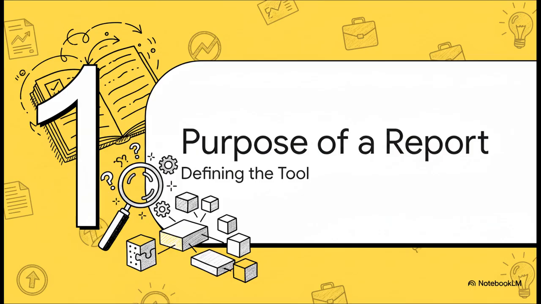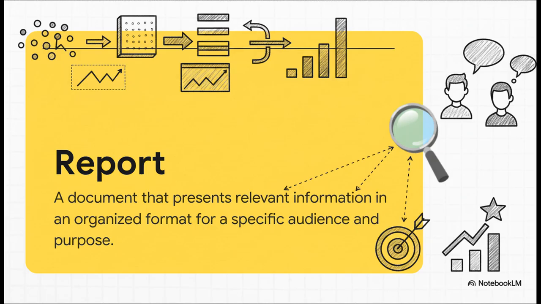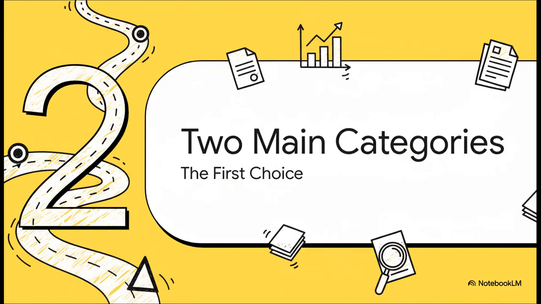Let's break it down. Okay, at its core, a report is all about being intentional. It's not just a random data dump. It's relevant information put together in an organized way. And honestly, the two most important words on this whole slide are audience and purpose. If you don't know who it's for and what it's for, well, then your report is just more noise. So once you know your purpose, you're going to come to a fork in the road. And this first choice you make, it pretty much determines the entire direction your report is going to take.